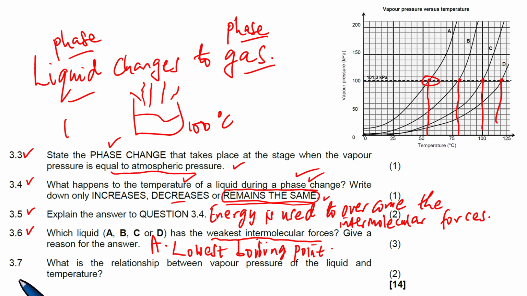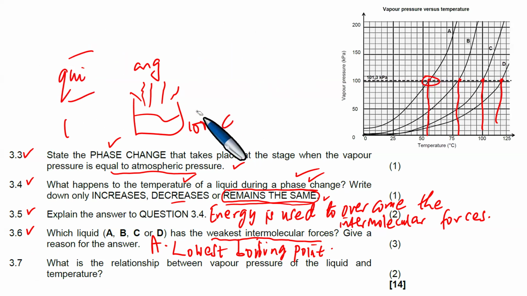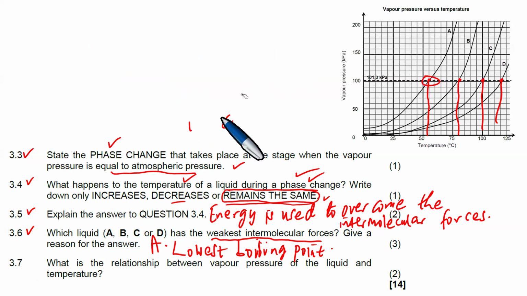3.7. In 3.7, the question is saying, what is the relationship between vapor pressure of the liquid and temperature? Right, so let us look at this one. Let us answer this one. Okay, what is the answer to this question? What is the relationship between vapor pressure of the liquid and temperature in 3.7?